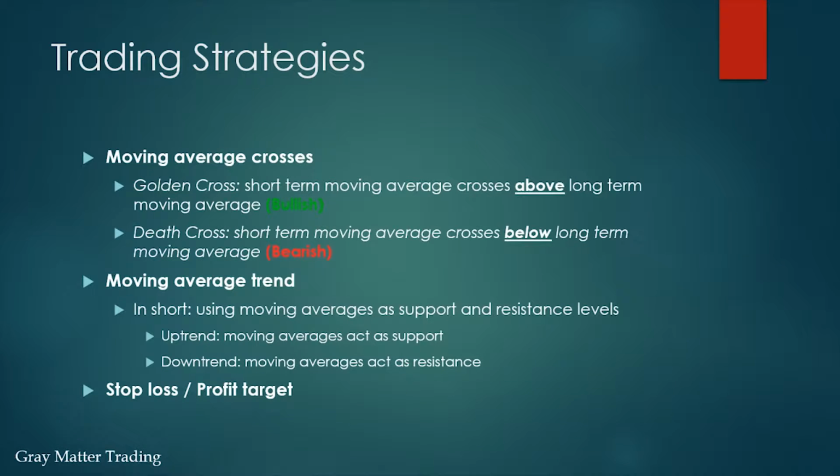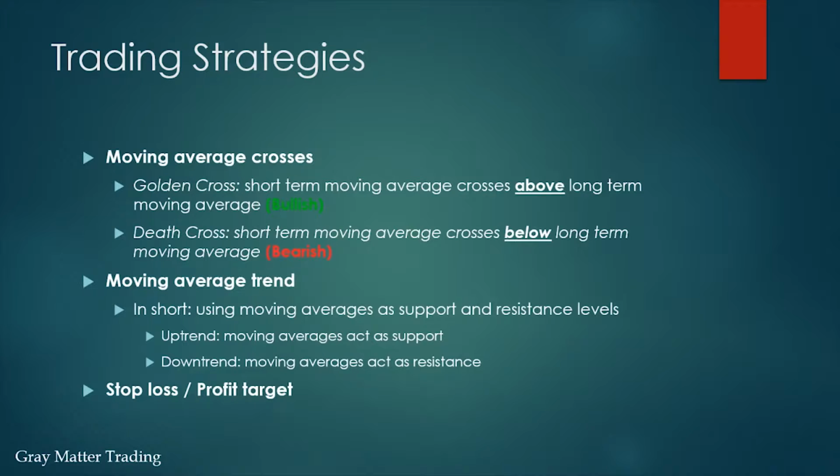There's a few different ways to apply the SMA to your trading. The first one we're looking at is moving average crosses. The first one is the golden cross, where the short-term moving average crosses above the long-term moving average, which would be a bullish signal. And the inverse of that would be the death cross, where the short-term moving average crosses below the long-term moving average, which would of course be a bearish signal.